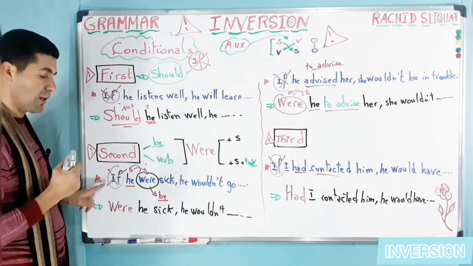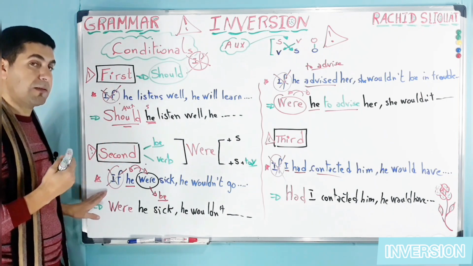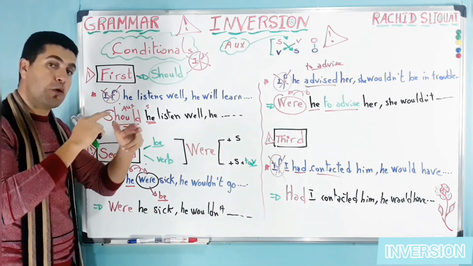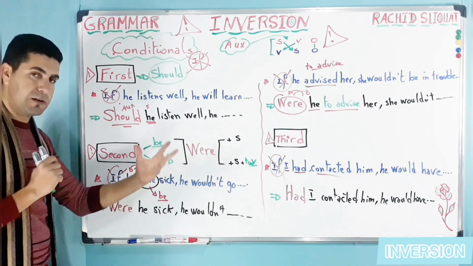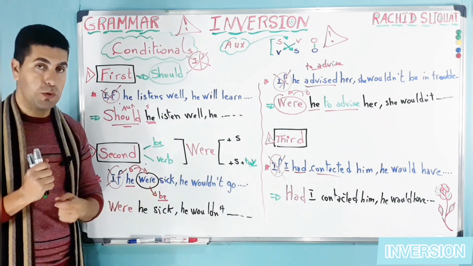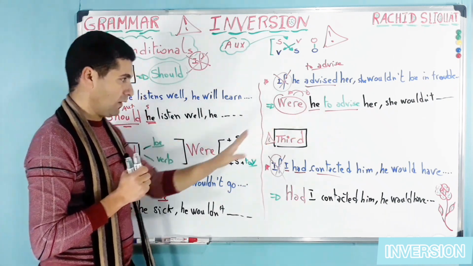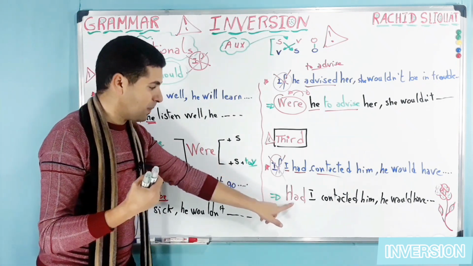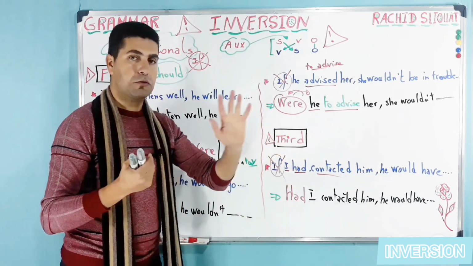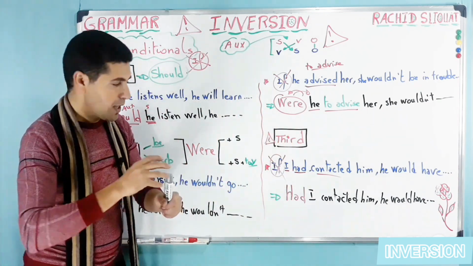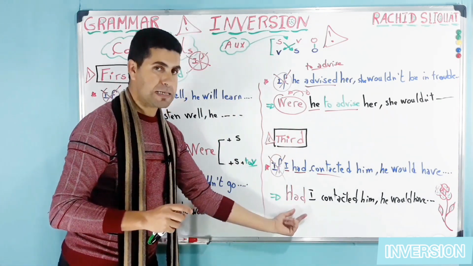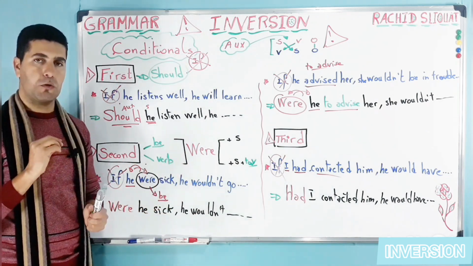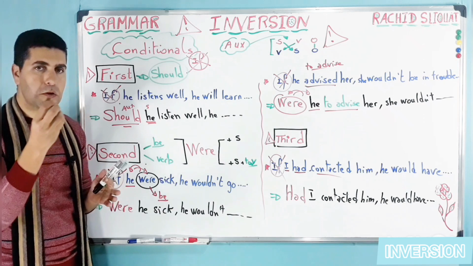Also, you might be given a sentence like this, for example the second conditional, and they start with were, and you are supposed to complete the sentence. Here again, you would have to invert, as you can see in the two examples. Or you may be given a sentence and they start with had, and they ask you to complete the sentence, or write the sentence with had. This is number one.